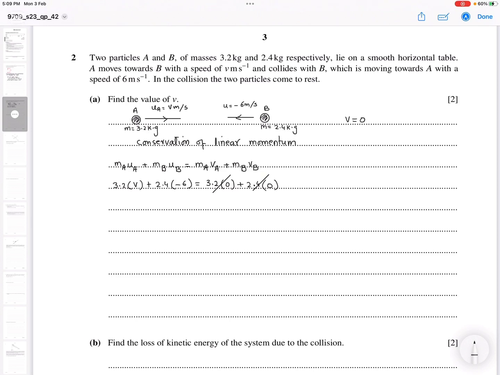So actually the whole right side becomes 0. So this is 3.2 v plus minus 2.4 times 6, which is minus 14.4, and this is equal to 0. From here your v is 4.5 meters per second. This is your answer for part A.